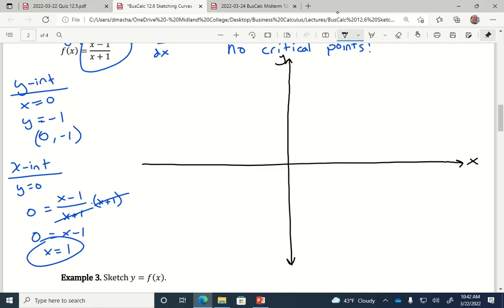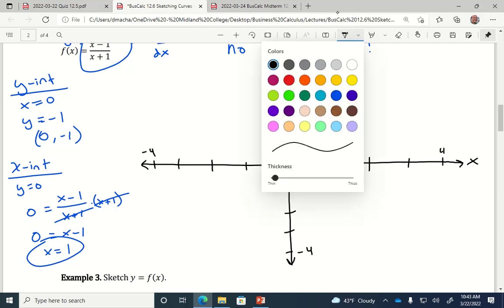So here's my xy plane. Again, I really care about what happens between like positive 4 and negative 4 for the purpose of our exam. I'll mark where the 2's are and then where the 1's and 3's are. Okay, now I'm ready.